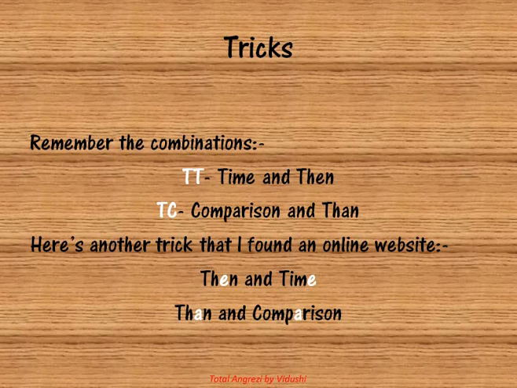Here's another trick that I found online on a website, and I found it really helpful, that both these words, then and time, have the letter E, and than and comparison have the letter A. The others don't share the same letters. So it is very easy for you to remember that if you're talking about T-I-M-E, time, then you have to use T-H-E-N, then. And if you're talking about comparison with the C-O-M-P-A-R-I-S-O-N, then you're talking about T-H-A-N.